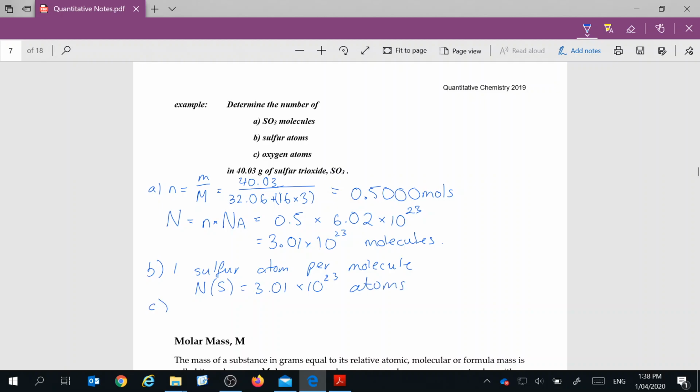Part C, how many oxygen atoms? Well, there's 3 oxygen atoms per molecule. So the number of oxygen atoms is 3.01 times 10 to the 23 times 3. 9.03 times 10 to the 23 atoms. Lovely.